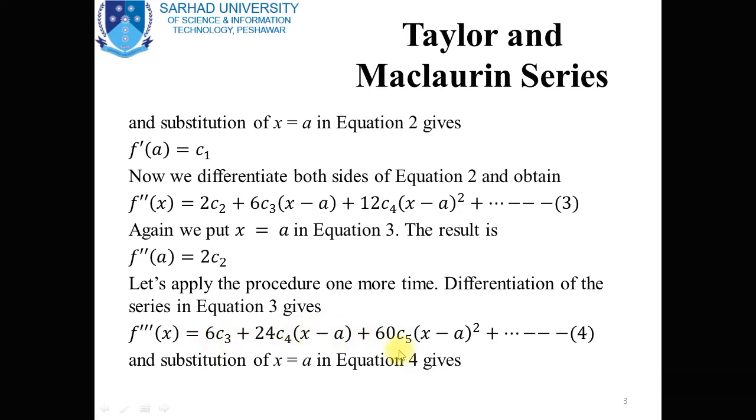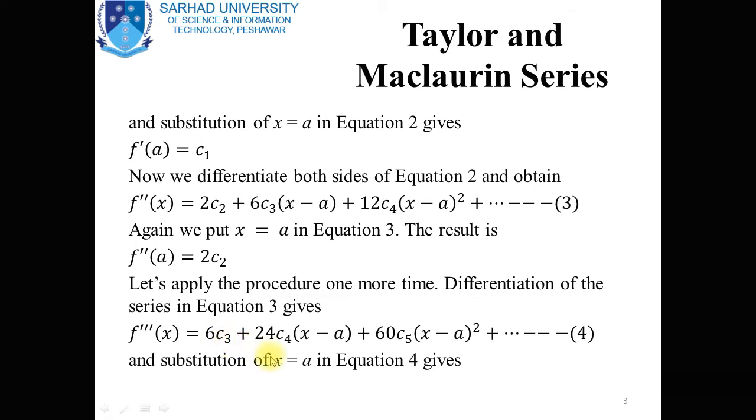and all the remaining terms will be 0 because when we put x = a in this equation, then a minus a will be 0, a minus a will be 0 and so on, all other terms will be 0, but f triple prime at x = a is equal to 6c3.